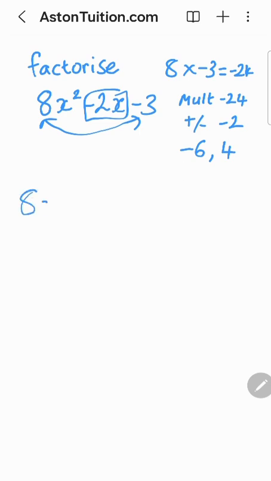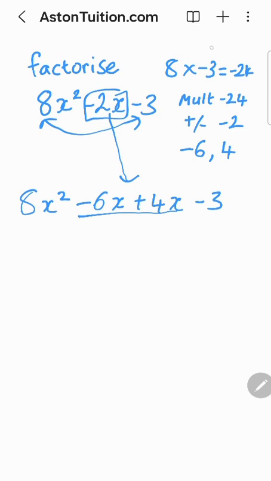And let's do that now. So 8x squared minus 6x plus 4x minus 3. So you can see that middle bit. It might be worth actually pausing the video, going back to the start, and just make sure you understand that first step. Once you've got it in this format, draw a line down the middle and then factorize both sides.